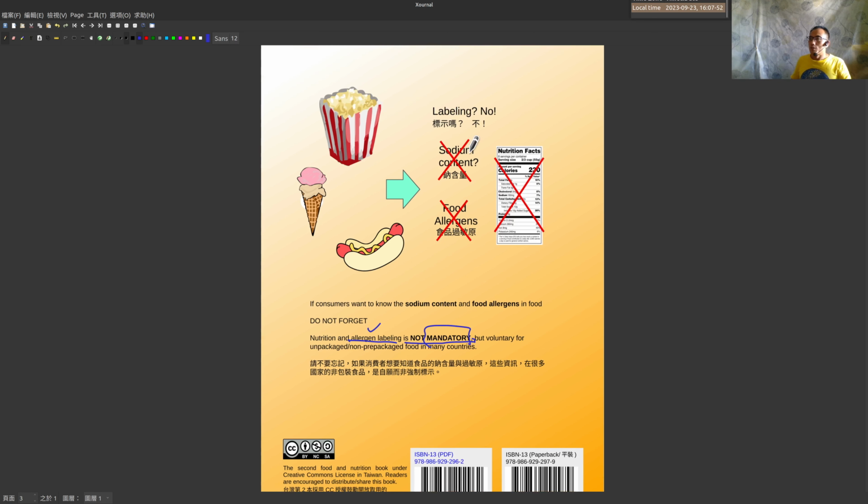So I want to say something here. The sodium content, no, those are not packed foods. Sandwich, hot dog, those are not packed food. Thus, it is not required to label sodium or allergens.